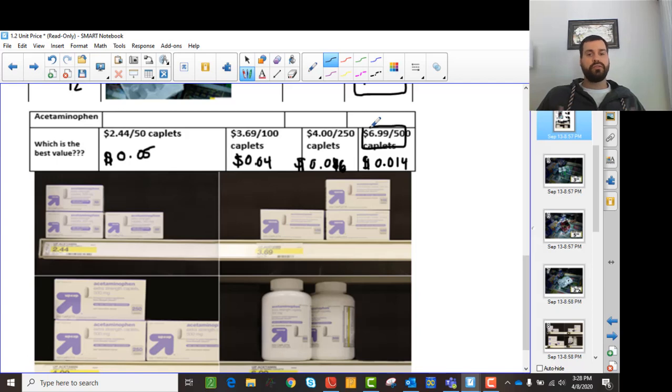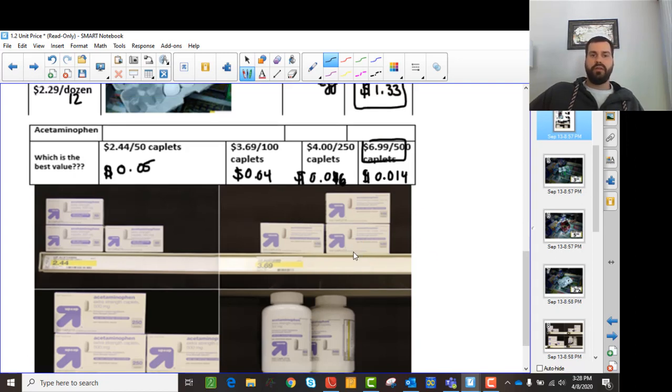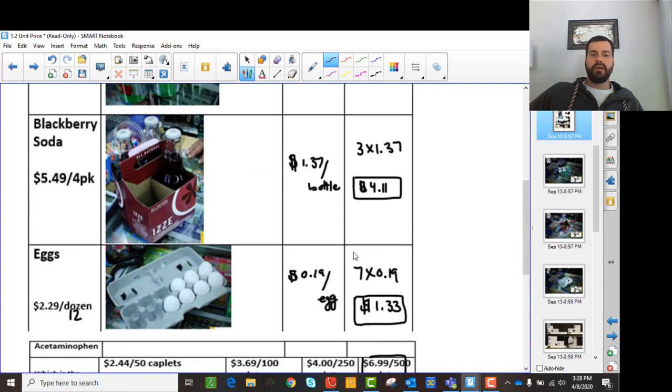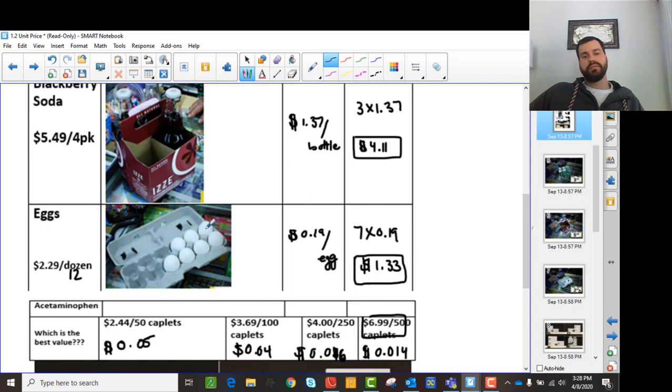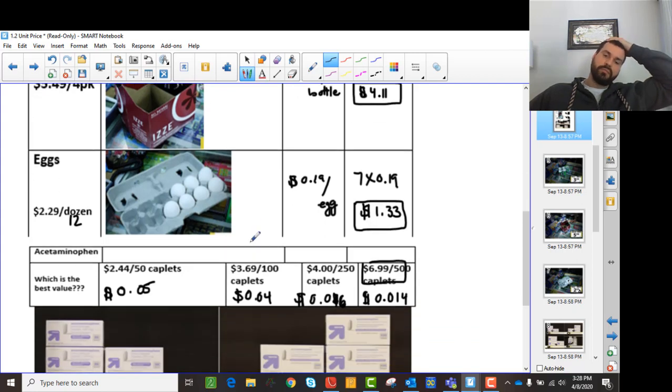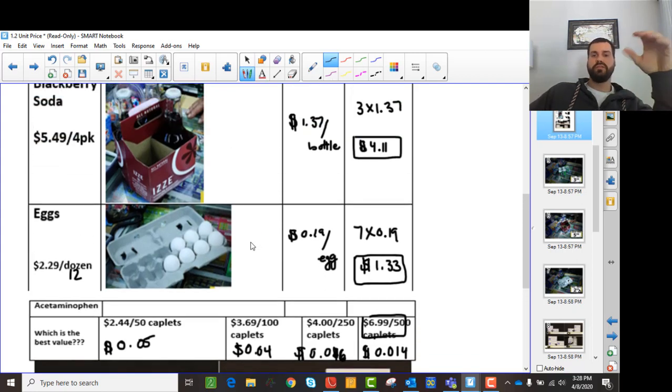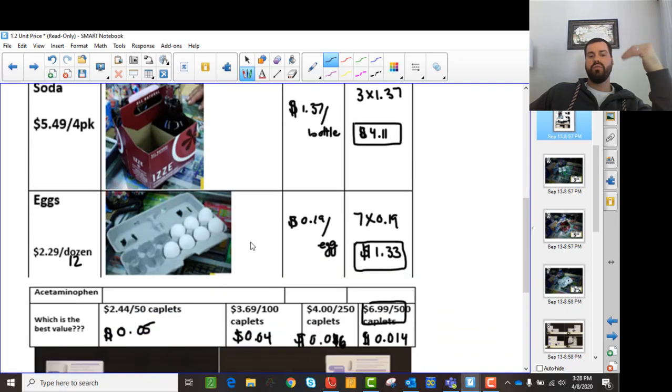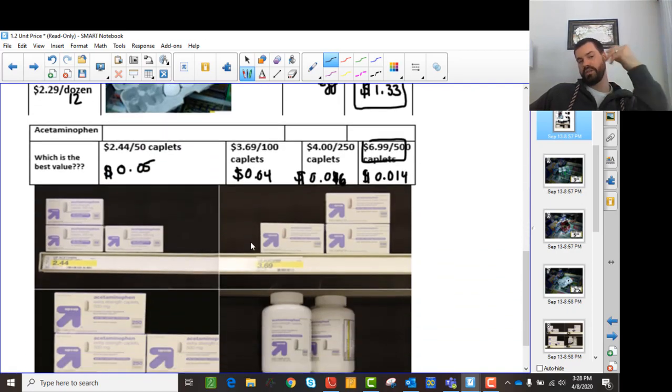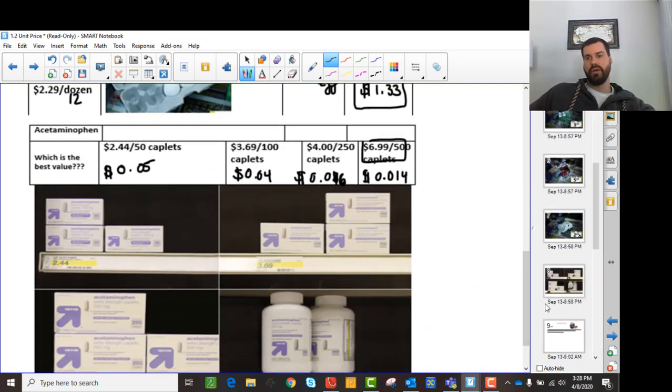Now, there are other factors, obviously, that go into that, because you might not need 500 caplets of acetaminophen, for example. You might only want 50. Or up here, you might not want 7 eggs. Maybe you only want to buy 1 or 2 eggs, or maybe you want to buy a dozen eggs or whatever. So there's a couple of different ways to think about it. But in terms of unit price, it's a way to figure out what you're going to pay per unit or what's the best deal. Okay, those are kind of the two ways that we can use it.